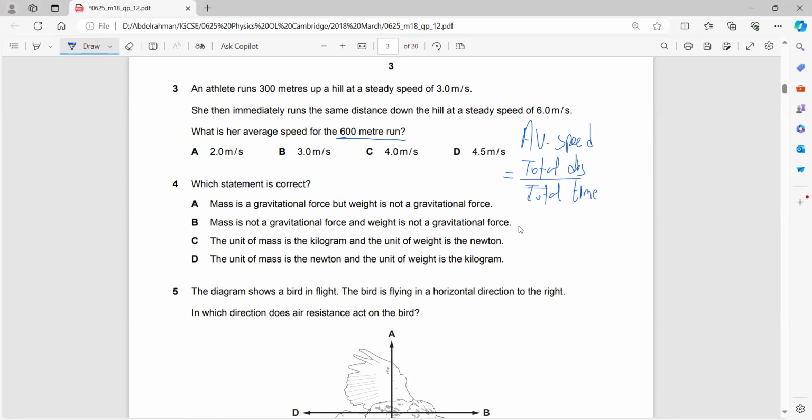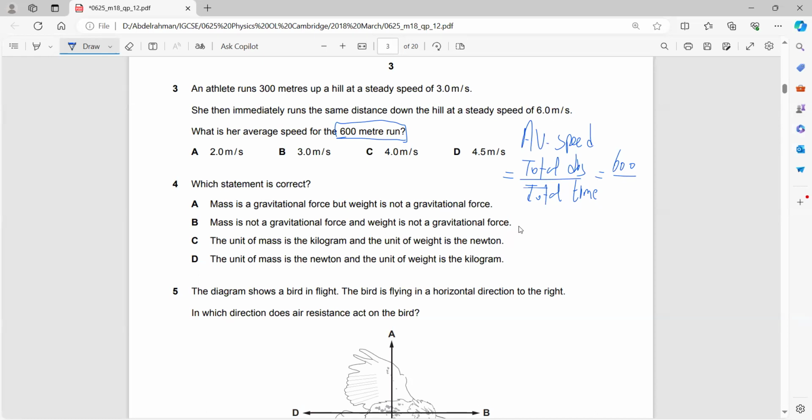Do I have the total distance? Yes, I do have the total distance, which is 600 meters. Do I have the total time? No, I do not have the total time. How can I find the total time? I actually need to divide this race into two parts. The first part and then the second part.